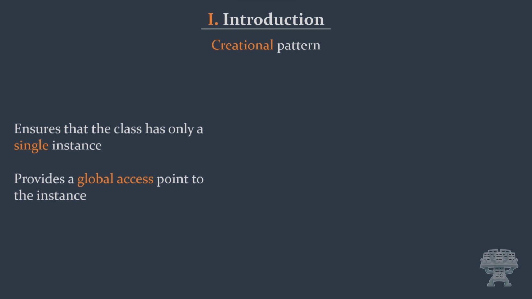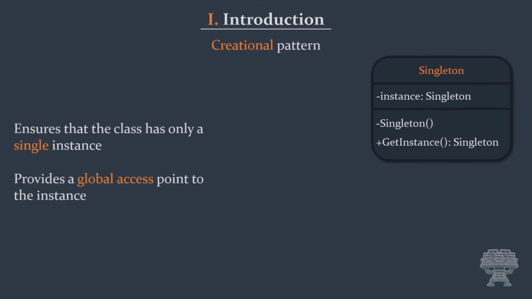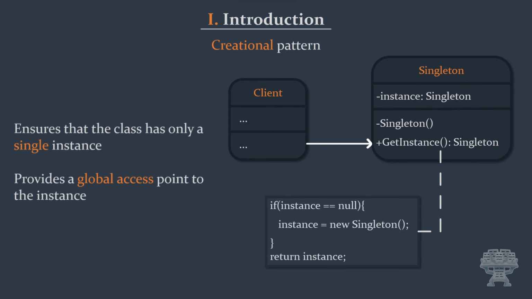Now, looking at the UML diagram of patterns can help you see things from a different perspective. That being said, let's take a look at the UML diagram for the singleton. As you can see, it has only one main component, which is the singleton class itself. Other classes, such as the client, can interact with the singleton class only through the public getInstance method. By default, this method will be responsible for creating the instance, and by its nature, it must also return it.